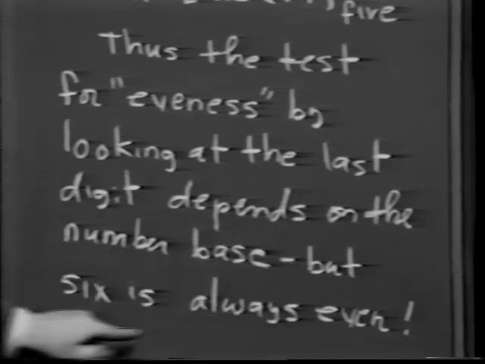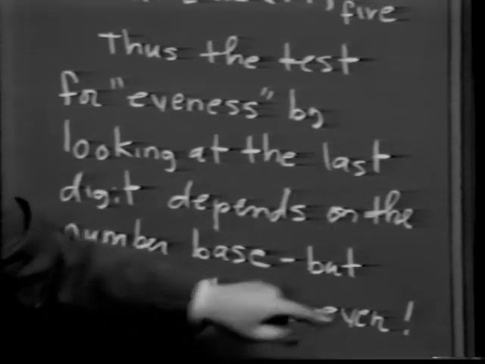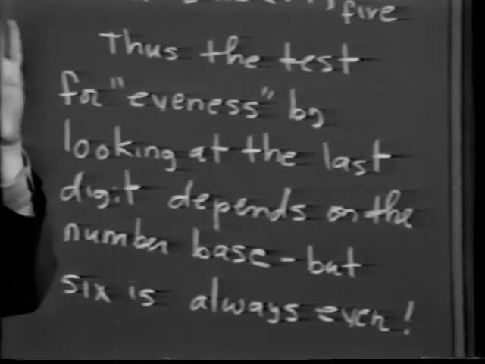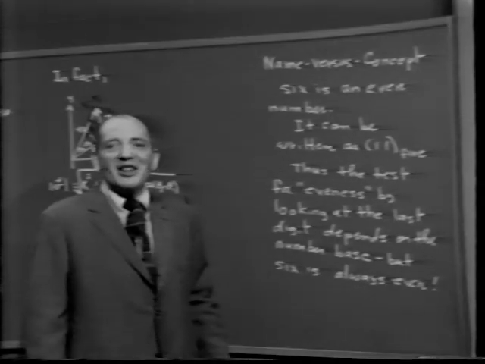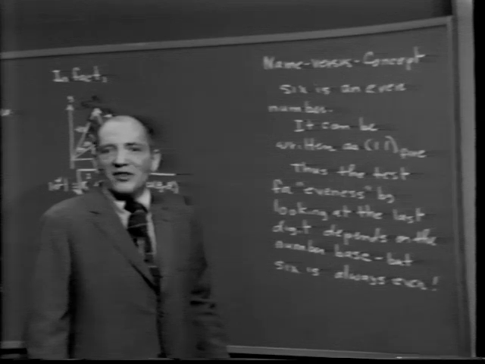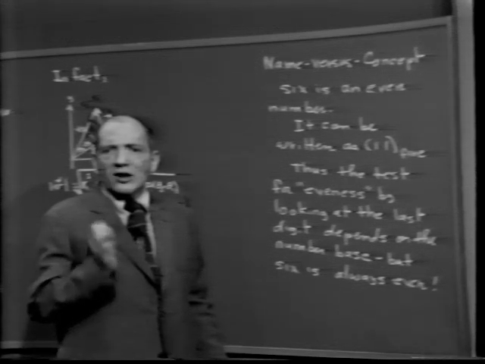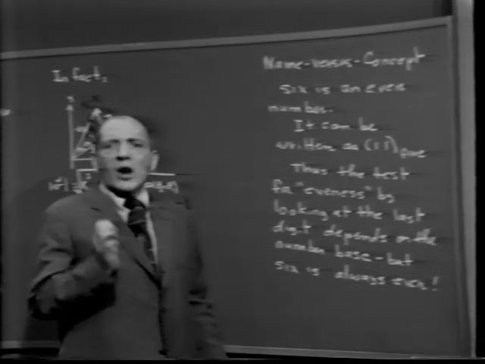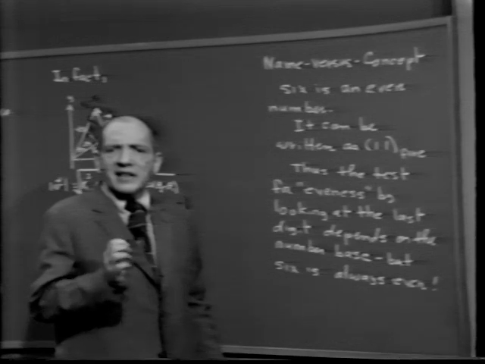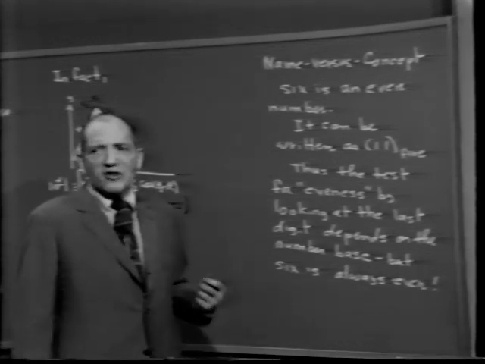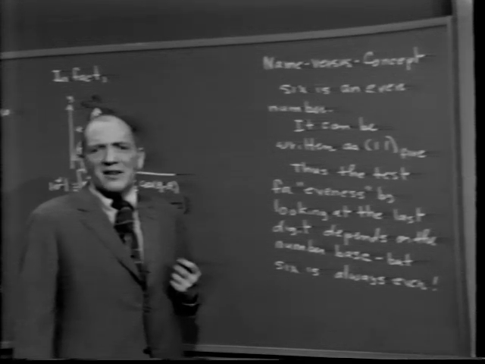But the important point is that 6 is always even independently of a number base. In fact, the number 6, as 6 tally marks, was invented long before place value enumeration. You see what I'm driving at? The number concept stays the same. The concept stays the same. What the thing looks like in terms of a particular set of names depends on the names that you choose. I think that's very, very important to see.